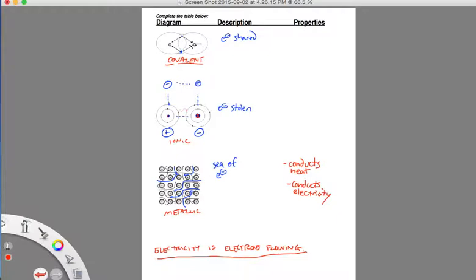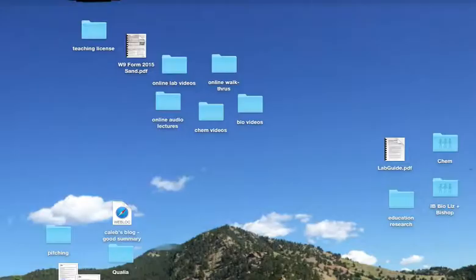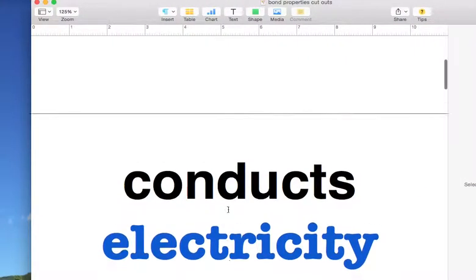For example, if you have a huge network of carbon, the electrons can be pushed around pretty easily there. There's also these things called semiconductors, but we won't get into that. We're just going to make these into very broad general categories here. And generally speaking, metallic bonds conduct heat and they conduct electricity really well. So on to the next property.